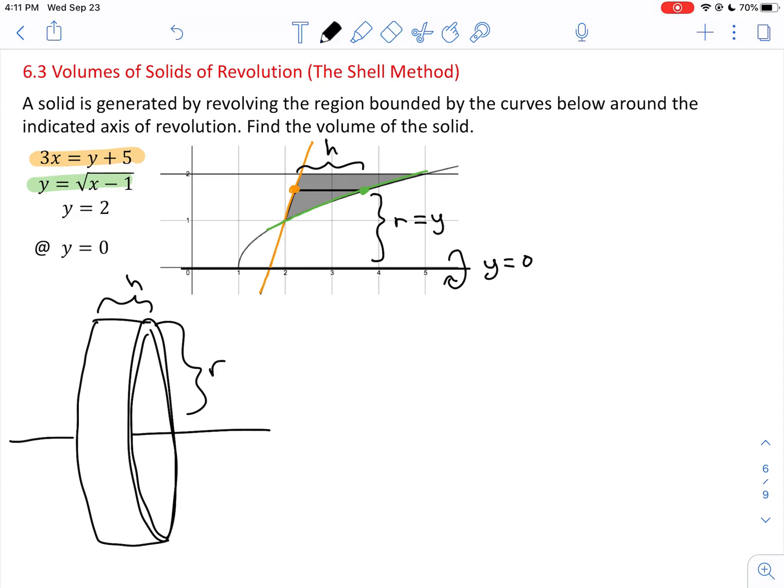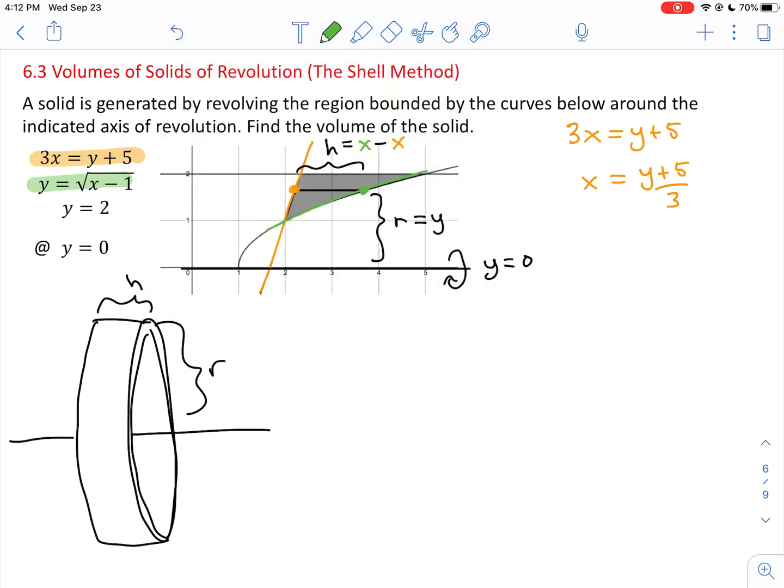The h is going to be found by taking the x-coordinate of the green point and subtracting from it the x-coordinate of the orange point. So I'm going to have to take both of these expressions, 3x is equal to y plus 5, and solve this for x. Remember, I want everything in terms of y, which means you isolate the x. So we get x equals y plus 5 all over 3.